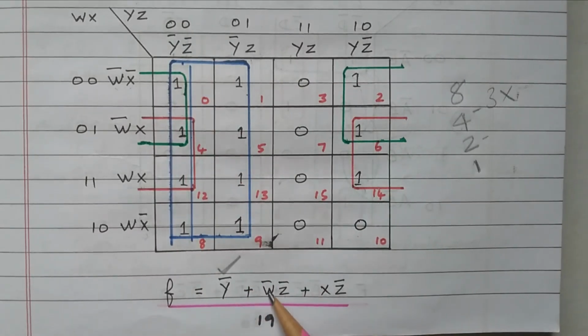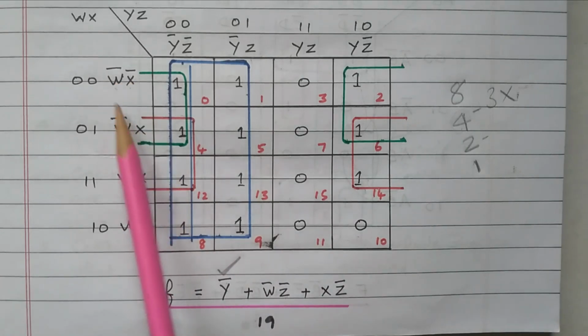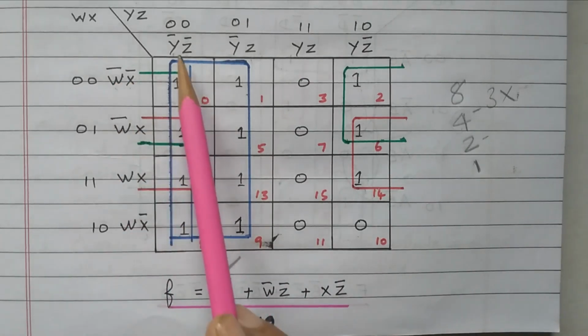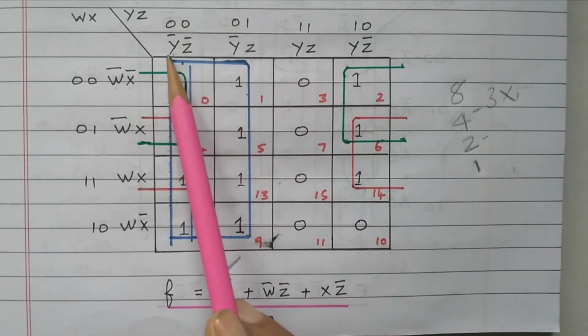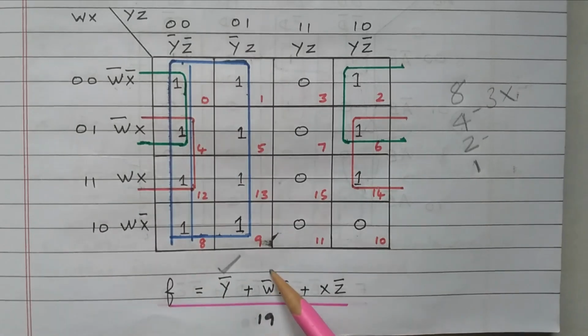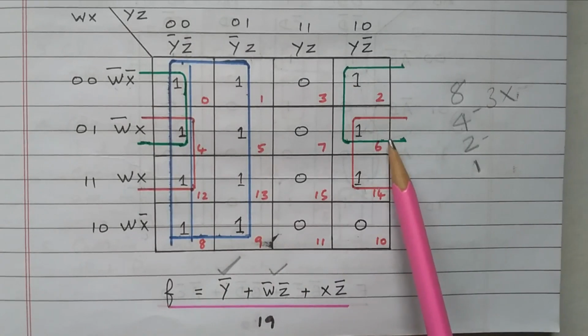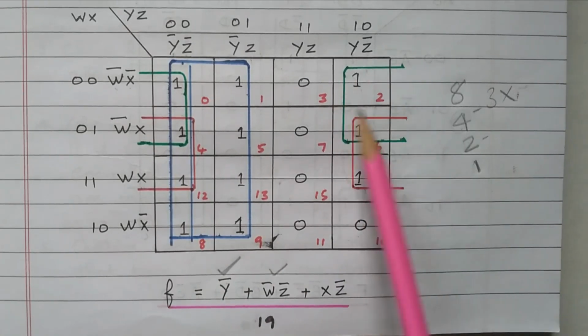So we have W bar and Z bar. Here X bar X cancels, only W bar remains. In these two terms, Y bar Y cancels, only Z bar remains. This is the second term, the green color grouping of 4 cells, represented by the green color.